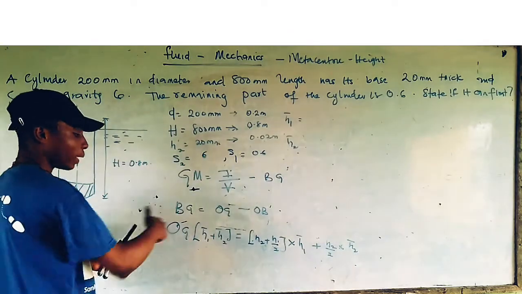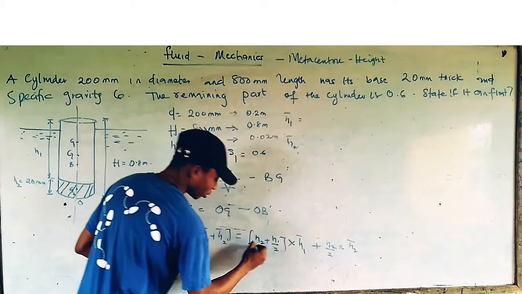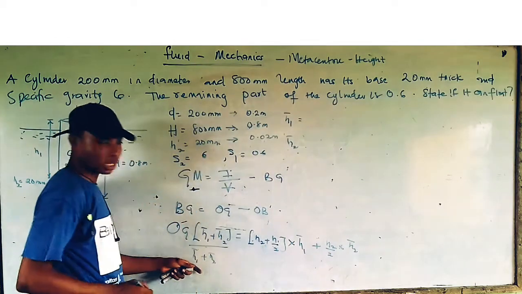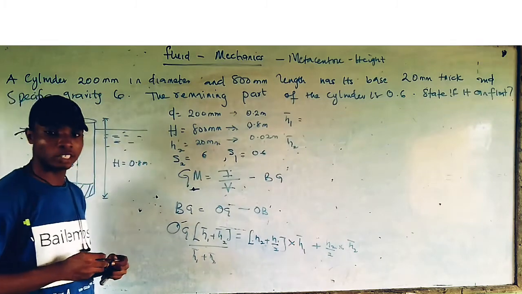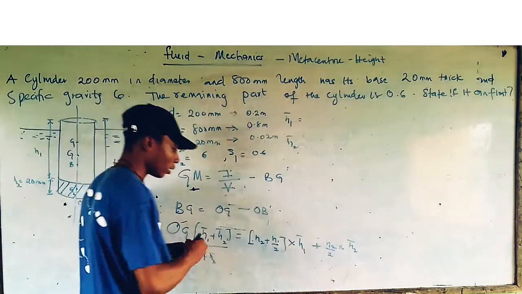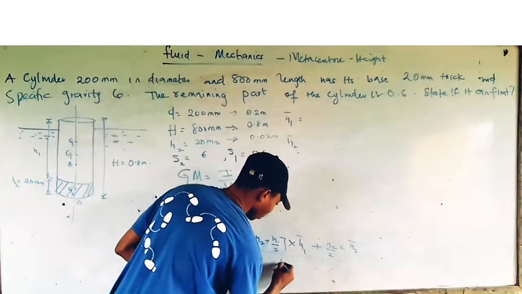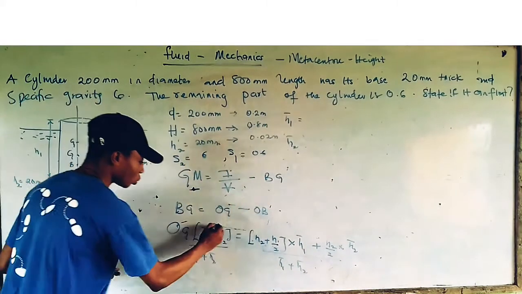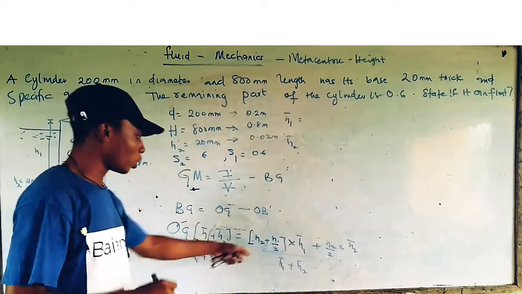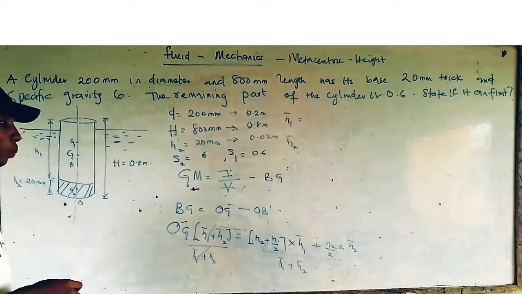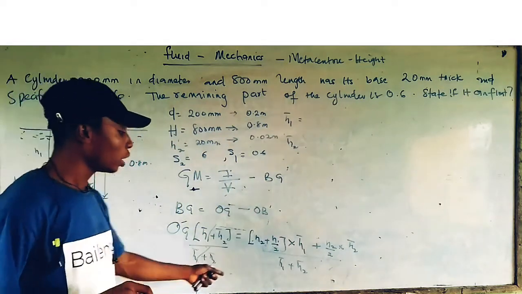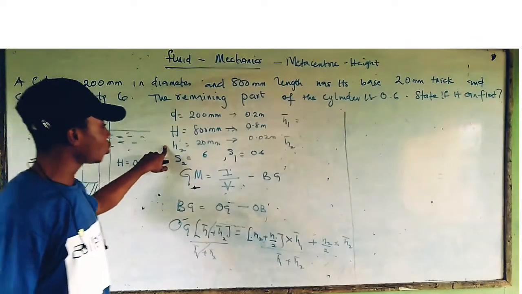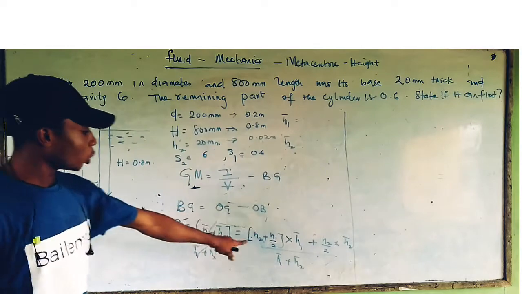So dividing both sides by the total depth of immersion, which is H1 plus H2, then what do we have? We have OG is basically equal to H2 plus H1 divided by 2 times H1, plus H2 divided by 2 times H2, divided by H1 plus H2. We have the value of H2 and we don't have the value of H1.